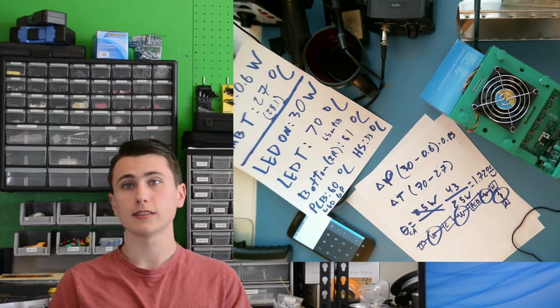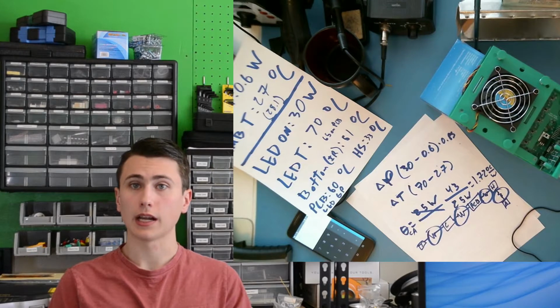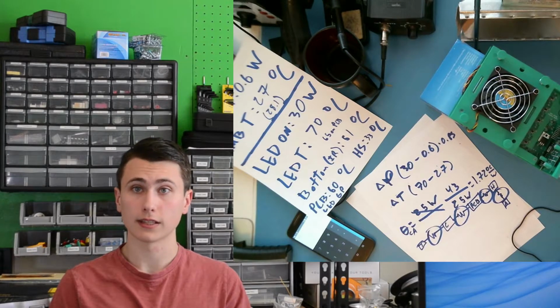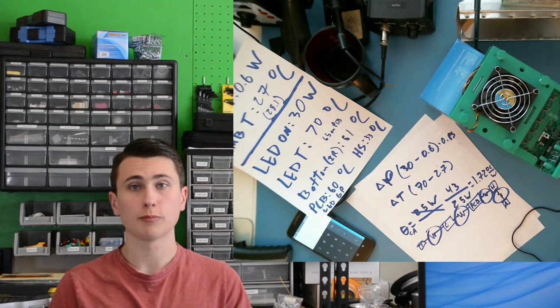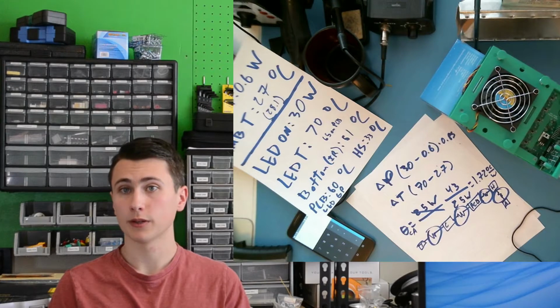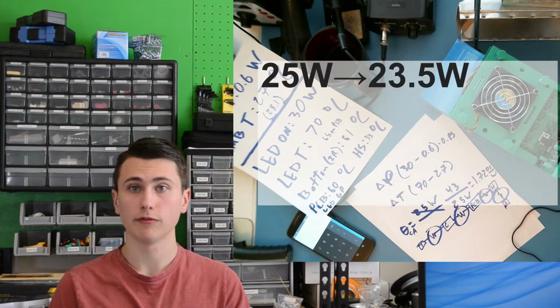Remember, thermal resistance is a constant that relates the amount of power flowing through a system and how hot the hot side of that system is. The units are change in temperature over change in power, or degrees C per watt. Given the output voltage on the LED channels, the driver should be about 94% efficient based on the datasheet. This brings 25 watts down to 23.5.